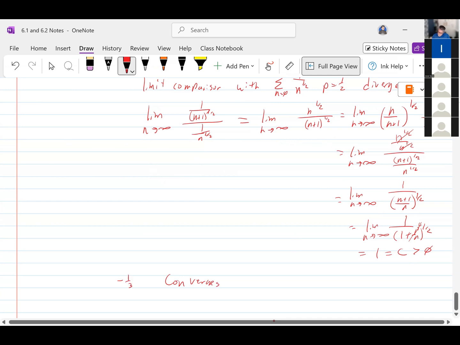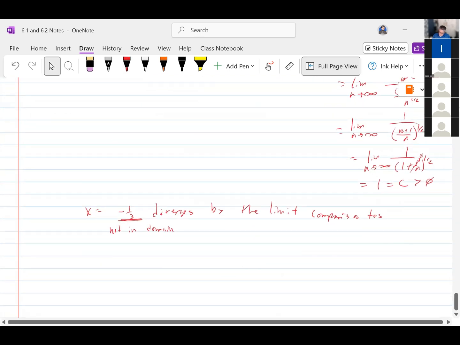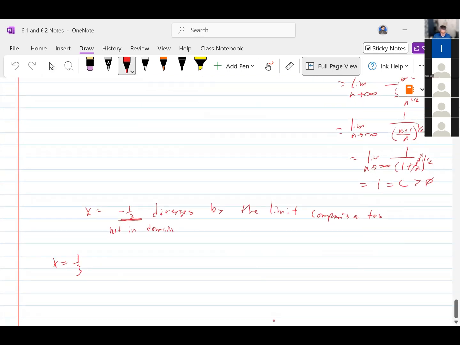So when x equals negative 1/3, this diverges, I should say. This diverges by the limit comparison test because the series that I compared against also diverges. Limit comparison test. So x equals negative 1/3 is not a part of the domain. Okay, so that's good to know. Okay, what about x equals 1/3? Let's test x equals 1/3 now.